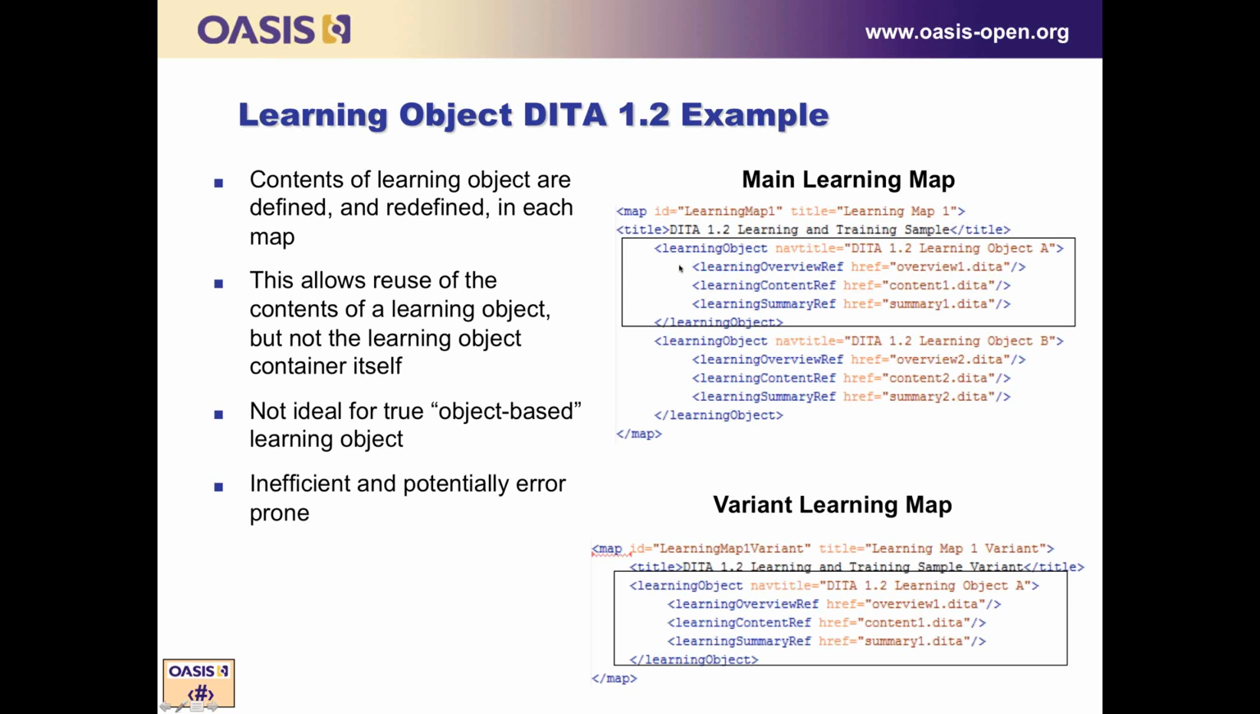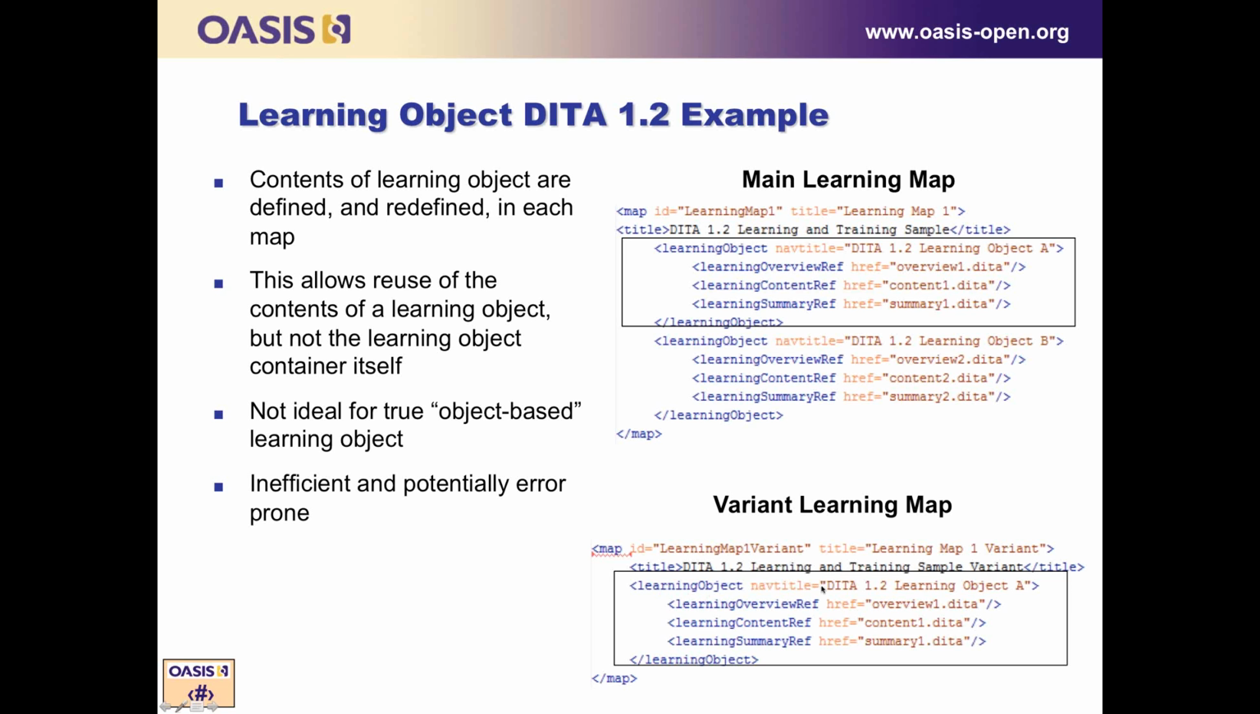Where we found that there was a cause for maybe some errors or inconsistency is that if we wanted to use that same learning object in many different maps, we had to basically redefine it in each of those variants. So for instance, at the bottom right here is a variant learning map. We're taking the standard course and we maybe want to create a variant of it for another delivery method or another duration. Even if we want to use that same learning object, we have to basically redefine it again.